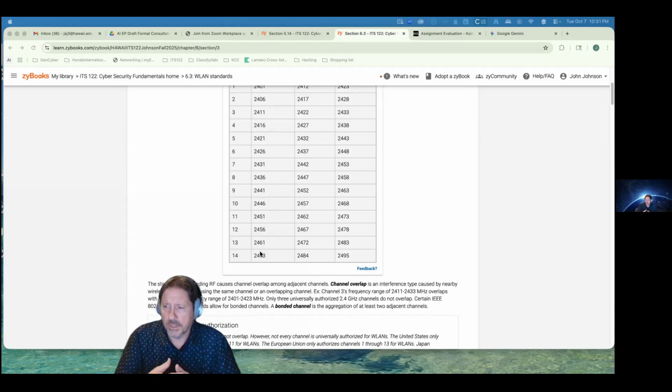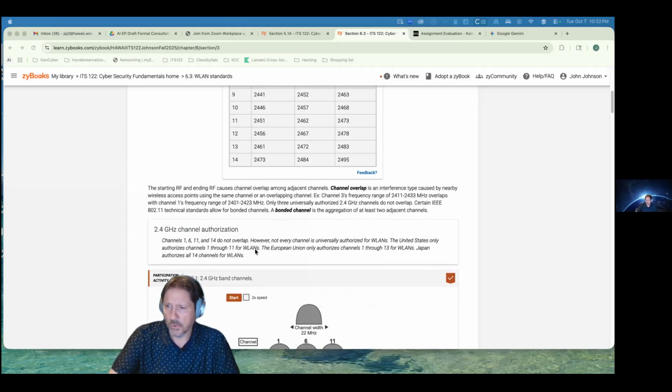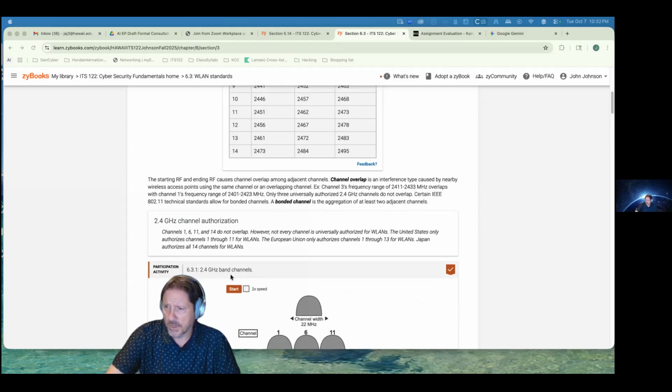And there's another concept called bonding channels. Bonding channels is when you take more than one channel and you bond them together to get more bandwidth out of it so you can pass more information. So that's called a bonded channel, and we'll talk about that a little bit more. Over here, it talks about 1, 6, 11, and 14 not overlapping. But again, Japan is the only one that uses all 14.